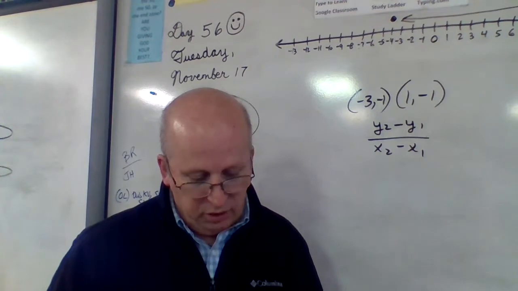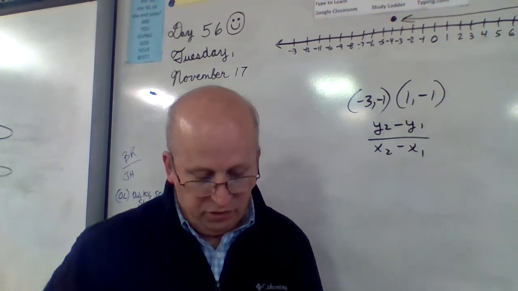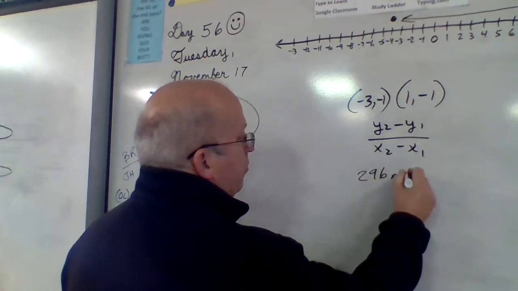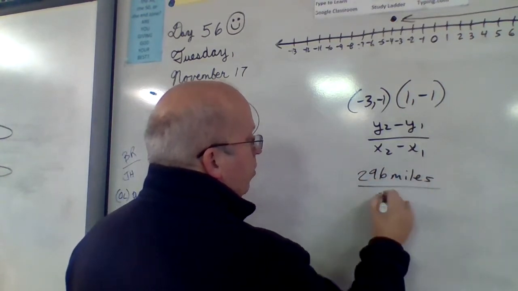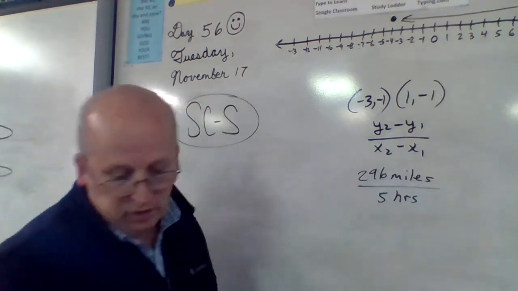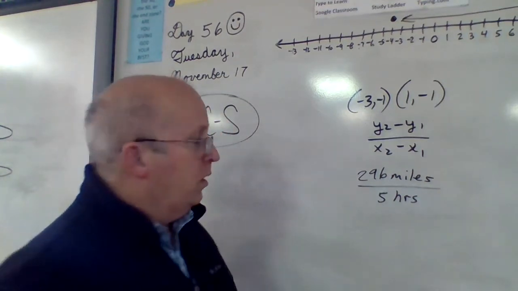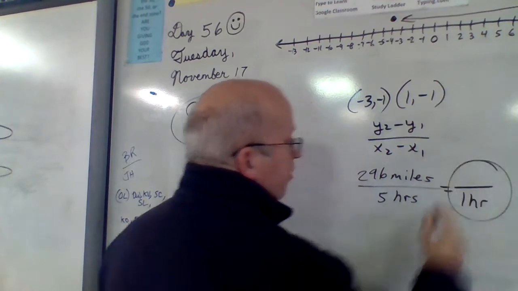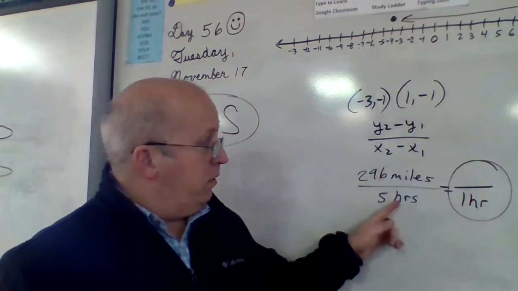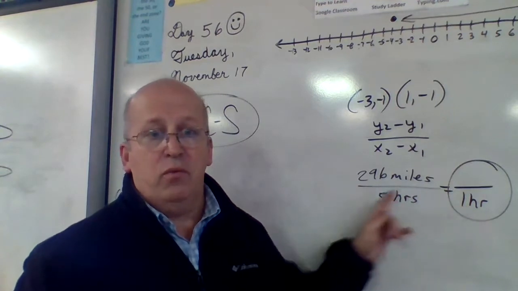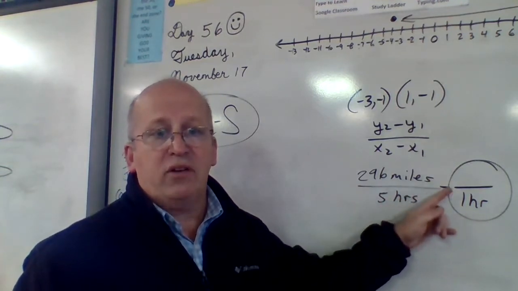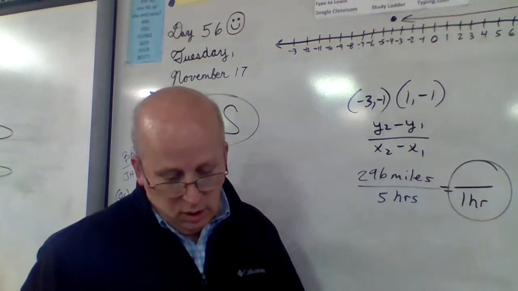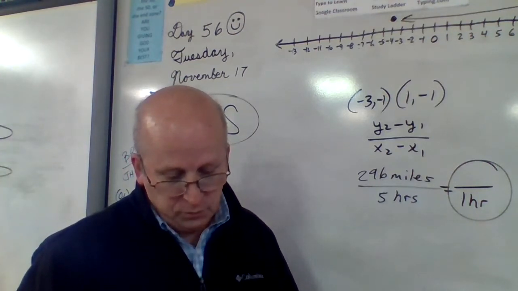Number 4 says express the rate of 296 miles in 5 hours. 296 miles in 5 hours. And then it says express that as a unit rate. In other words, you need to change it so that it has 1 hour on the bottom. When they say express it as a unit rate, they're saying change this fraction so that it is a fraction with 1 on its bottom. If you have any questions, ask me.